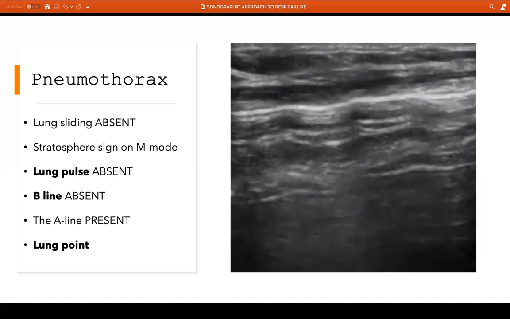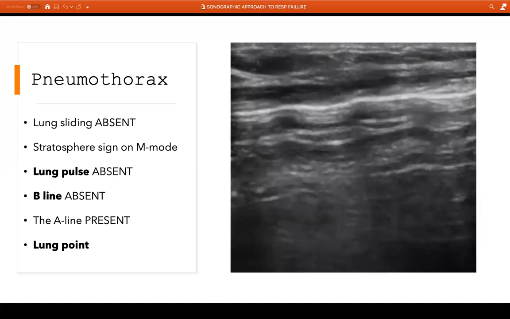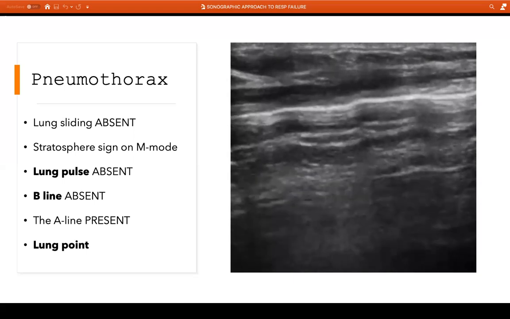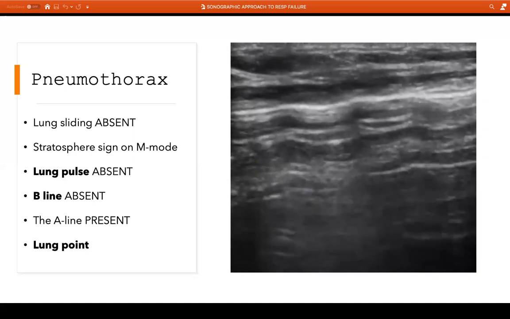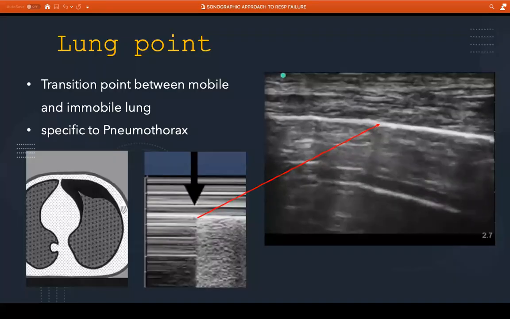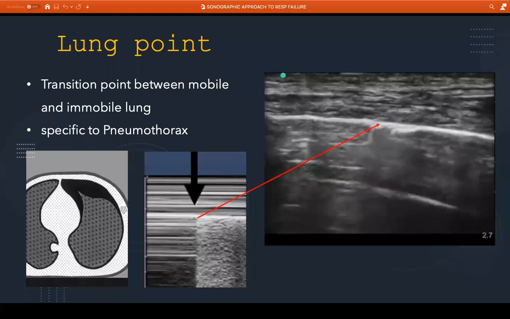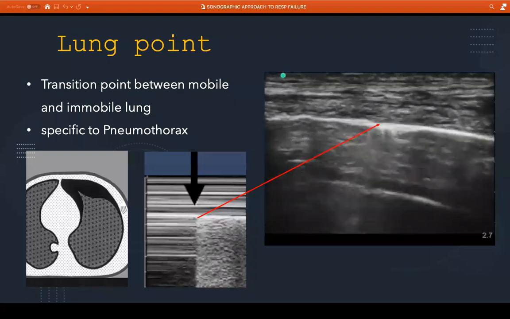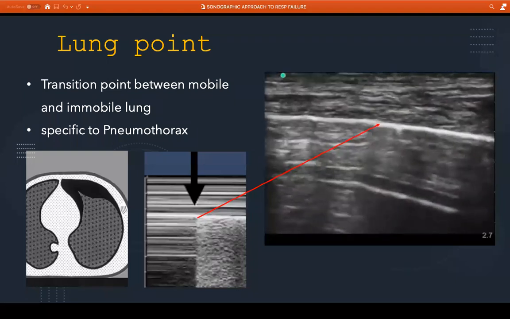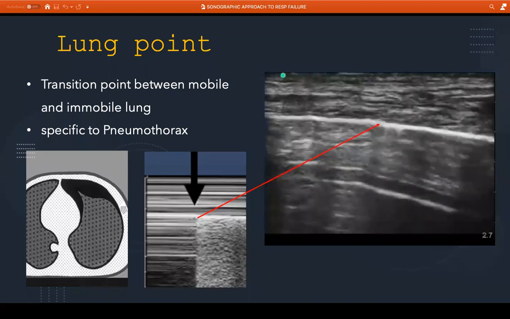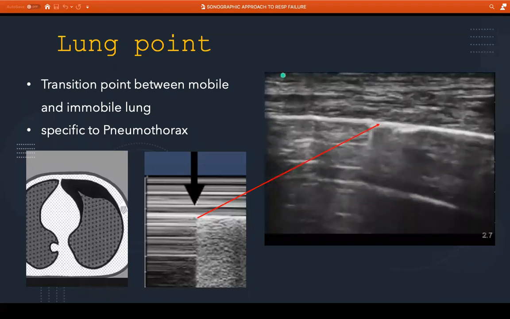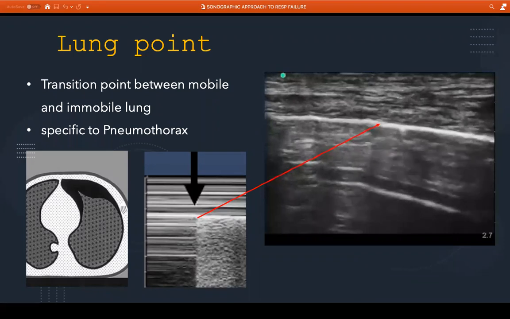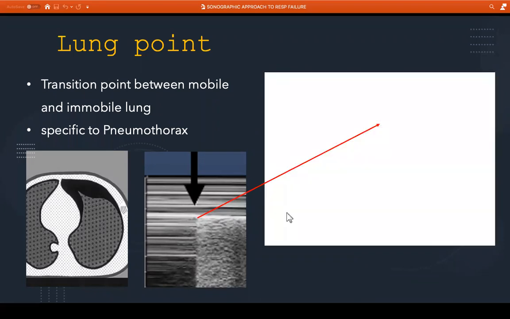You are not going to see any B lines, and A lines may be present because the underlying place has some air, and in certain situations, you may get lung point. Lung point develops at the site where the parietal and visceral pleura get separated. It is a transient point between the mobile and the immobile lung, as you can clearly identify in the picture. And it is reasonably specific for diagnosis of pneumothorax.